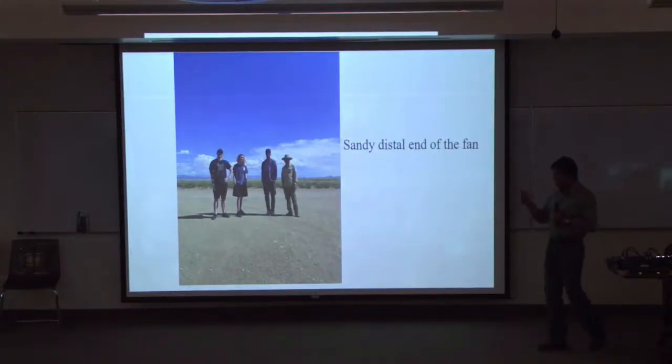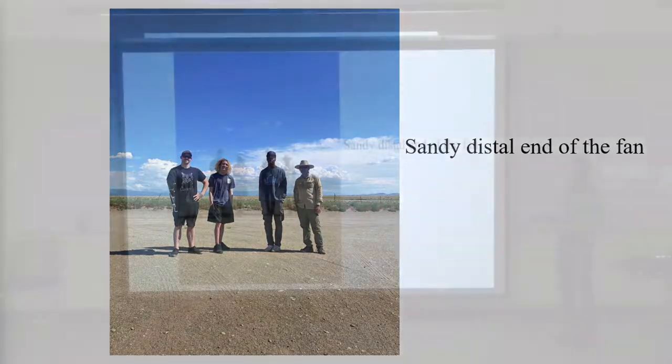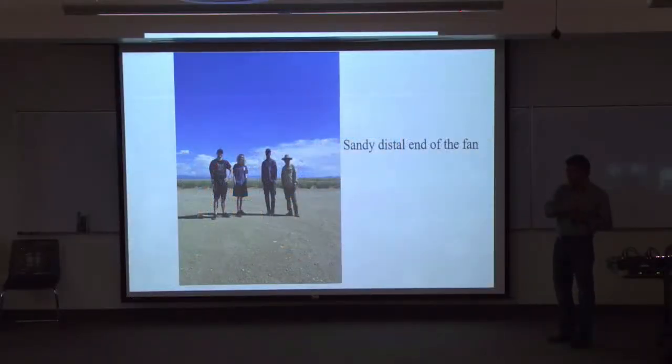If we look at the southern, the lower end of the fan, you'll notice that here there are no boulders. This is the distal end. This is very sandy. So the boulders have now transitioned in the lower end to sand. So you go from coarse at the apex to finer towards the toe.